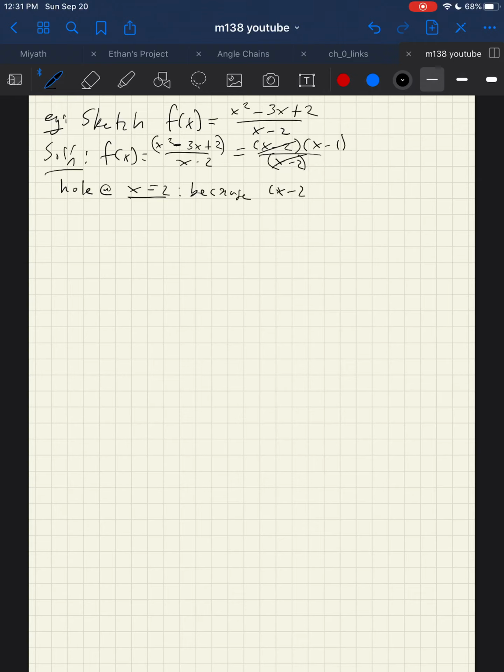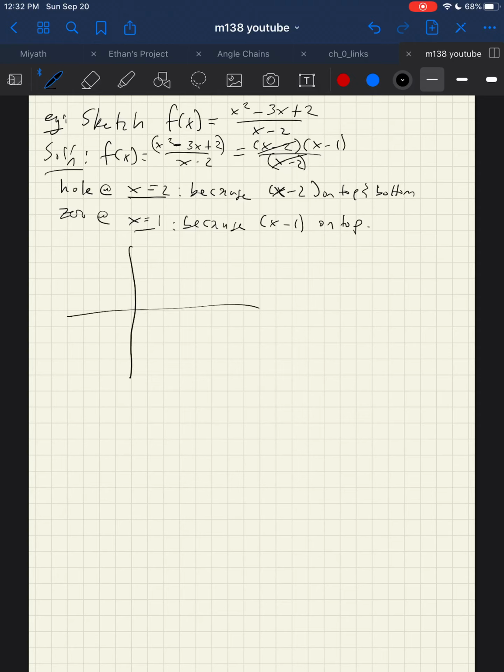Because x minus 2 is on top and bottom. Okay, next we got a 0 at x equals 1, and that's because x minus 1 is on top. All right, now let's do a quick sketch of this.